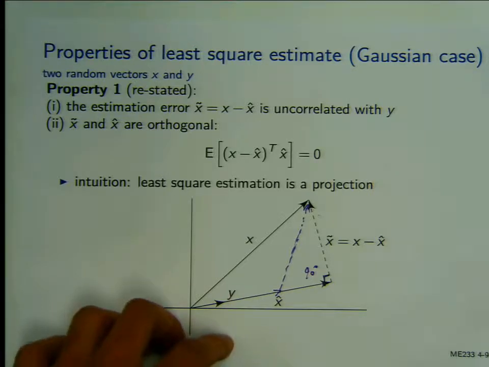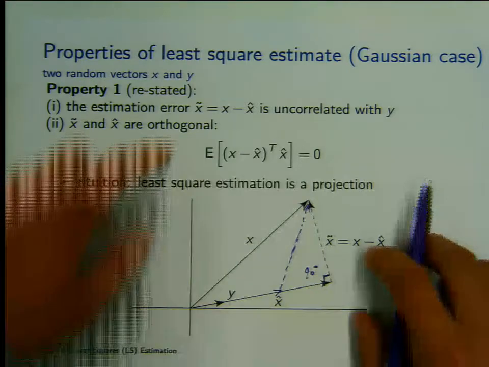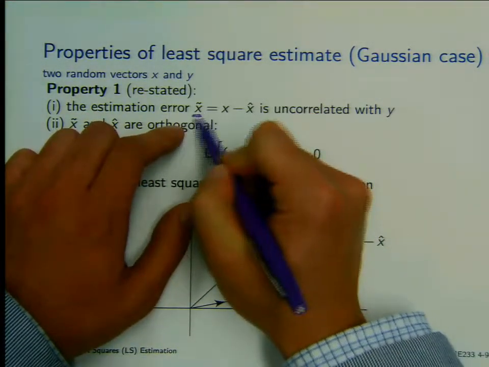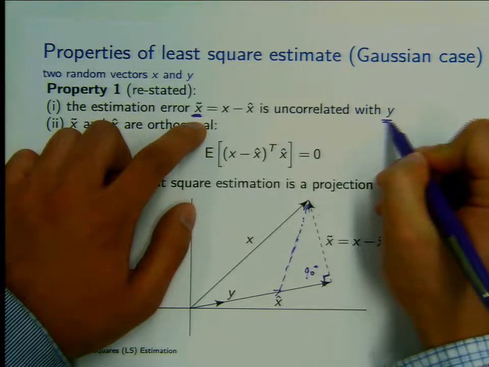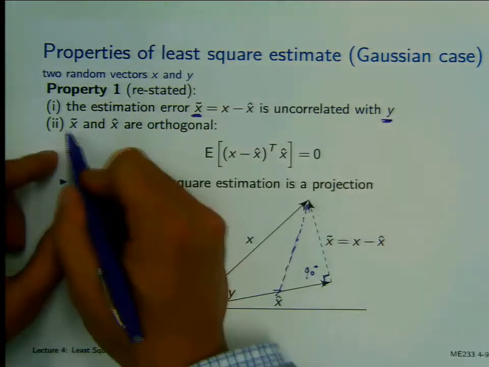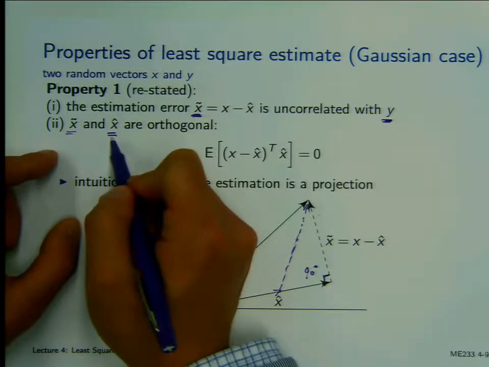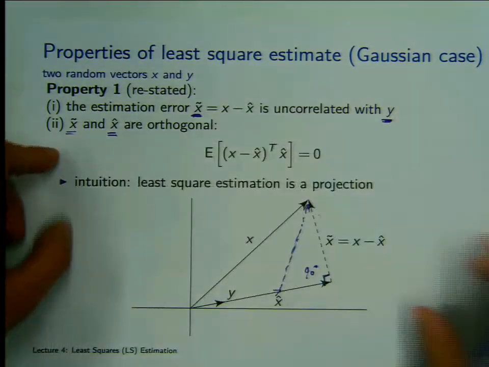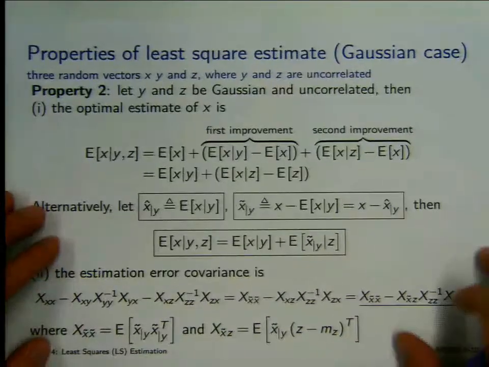Let's see. The other direction is still true. No, these two properties are not equivalent. The first property is talking about how the estimation error is related to y, and the second one is talking about how the estimation error is related to x hat. You see the difference? They're talking about two different things.